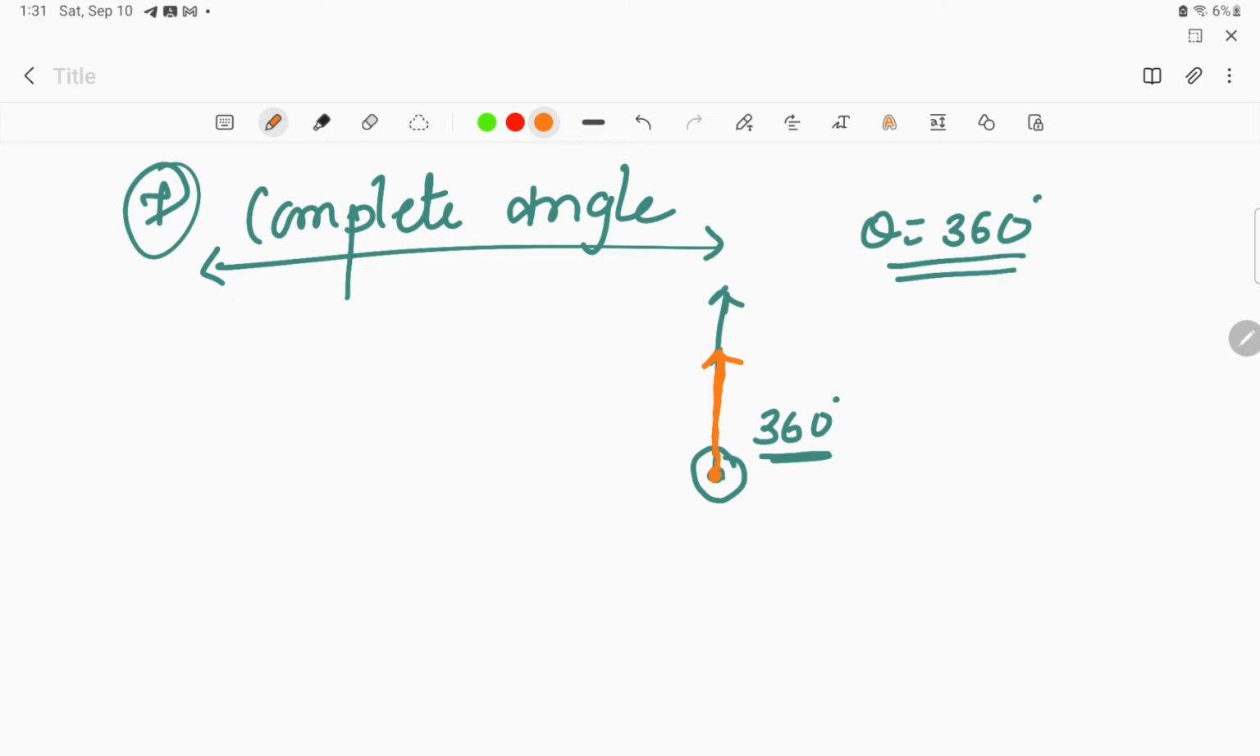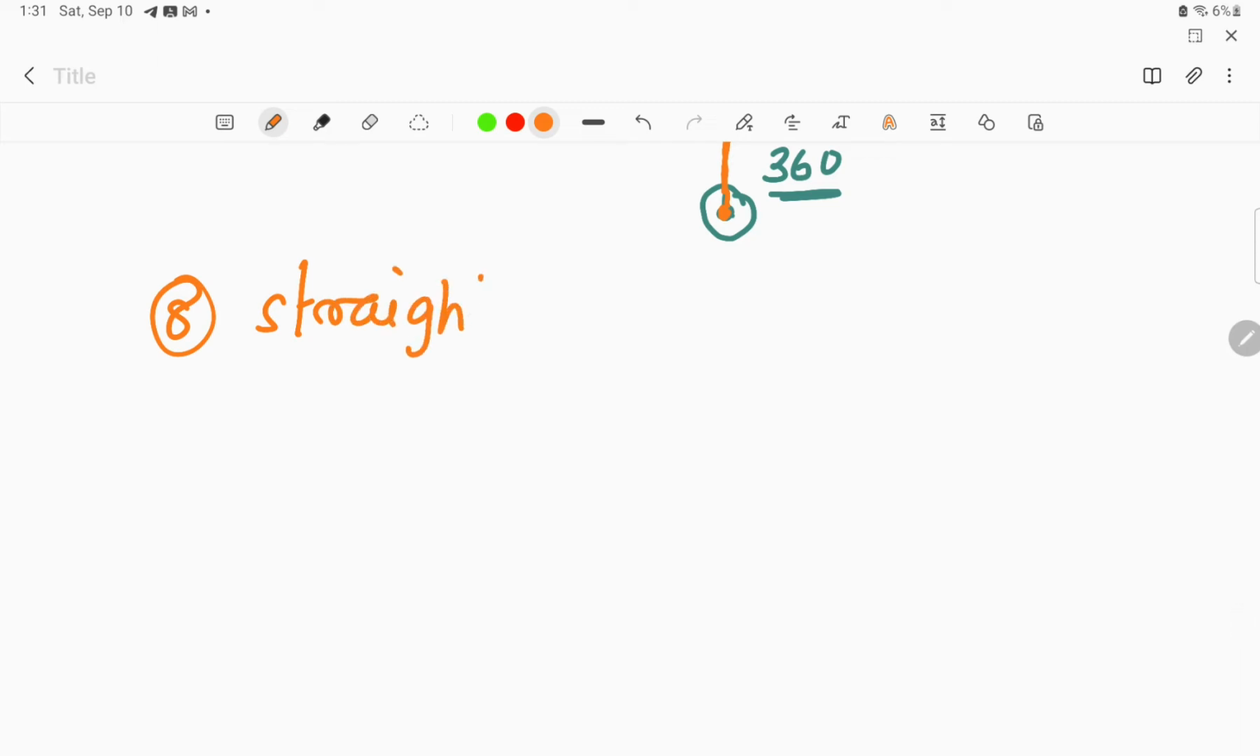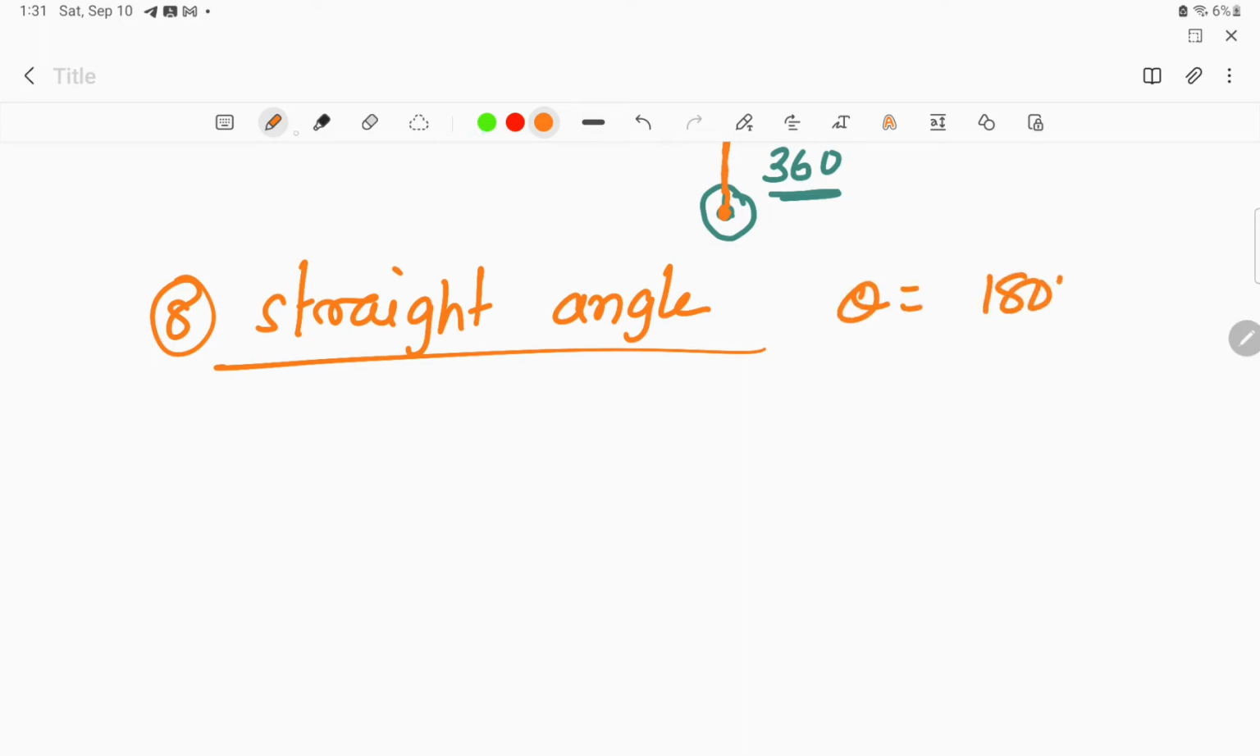Okay, so this was all the terms. One term is left out over here, that is the straight angle. What is the straight angle? Now straight angle means here the theta is equivalent to 180 degrees. Now how can we denote it diagrammatically? For example, this is how we denote it. Here it is forming a 180 degree angle. This is called the straight angle, where theta is equal to 180 degrees.